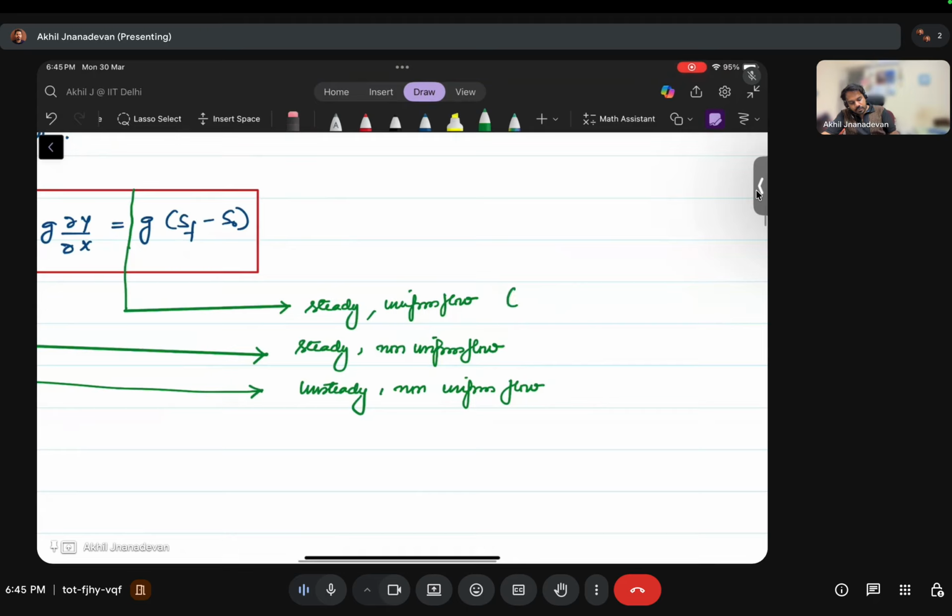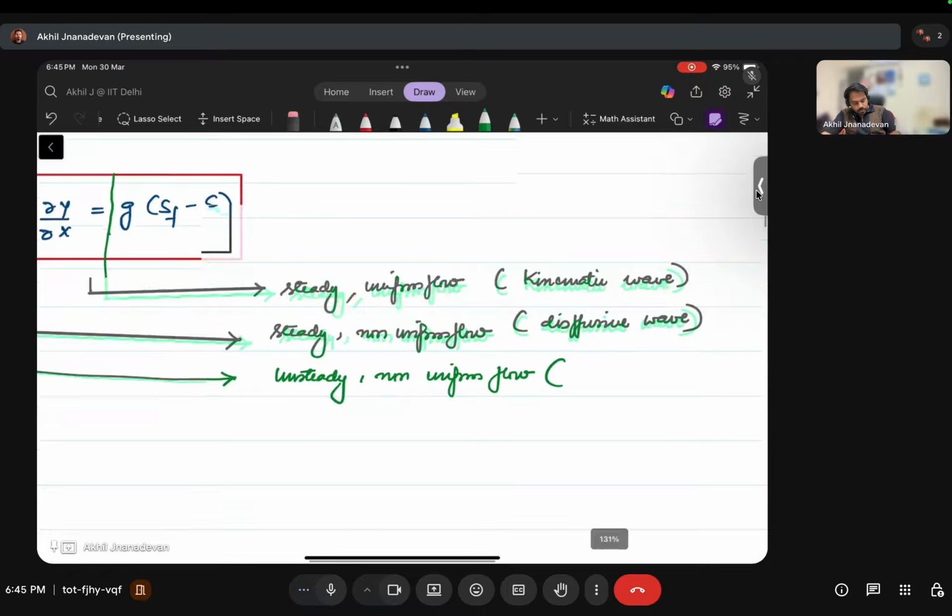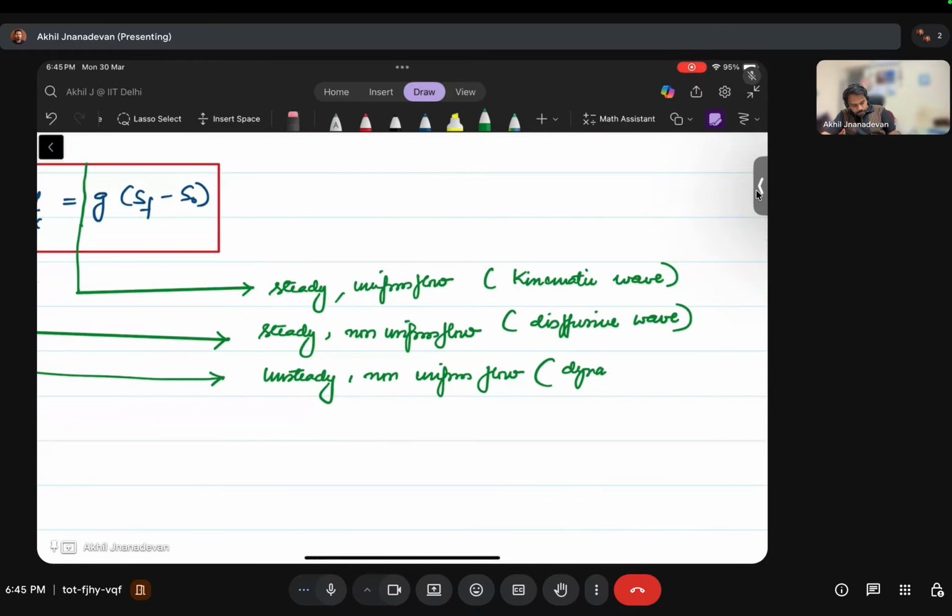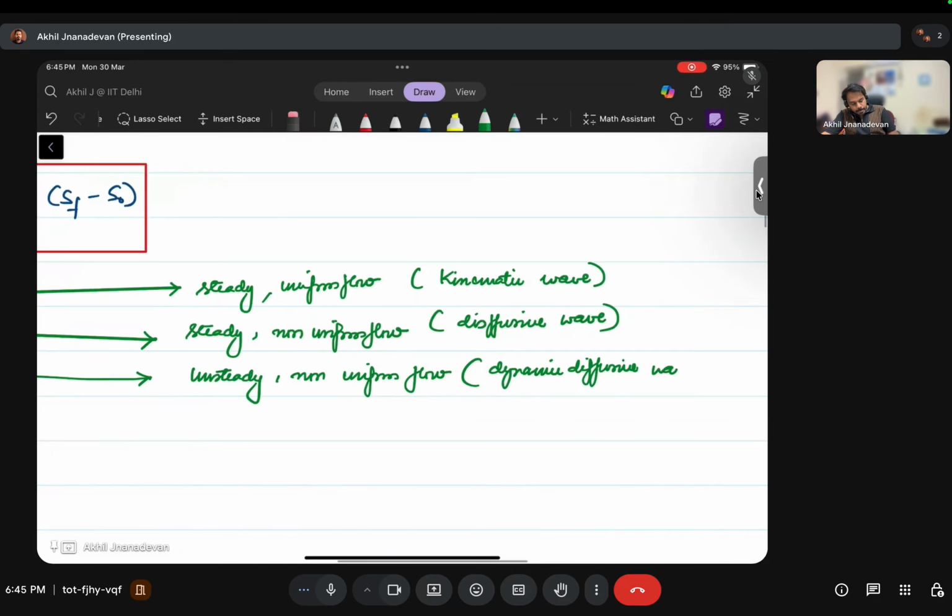So this equation is also known as the kinematic wave equation or shallow wave equation. This is called the diffusive wave equation, and this is called the dynamic wave equation. So based on the simplification of the momentum equation, we can classify it into the kinematic wave equation, the diffusive wave equation and the dynamic wave equation.